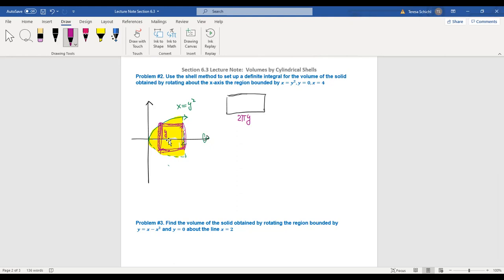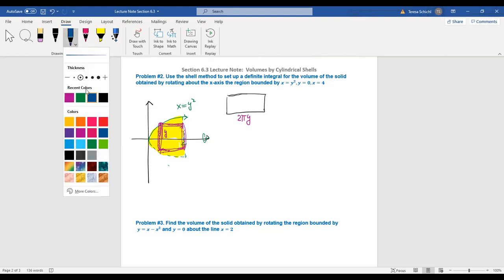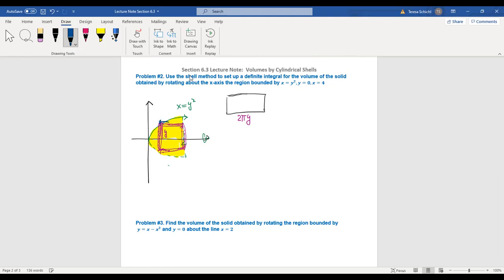Am I right? Okay, so now after that, I need to have the height. That's why I always recommend to graph it. So what is the height of this rectangular sheet? From here to here, right? This is the height of this cylindrical sheet. Here x equals 4, and the curve is x equals y squared. So what will be the height here? The height will be 4 minus y squared, because the height goes from this fixed line to this curve.